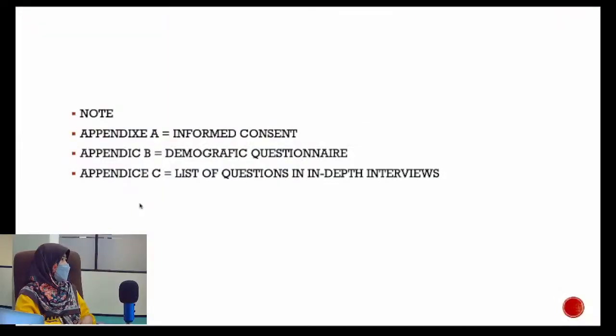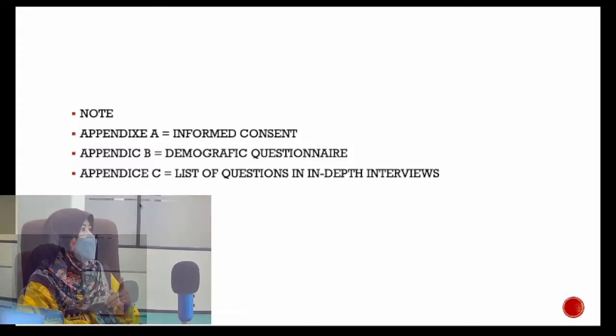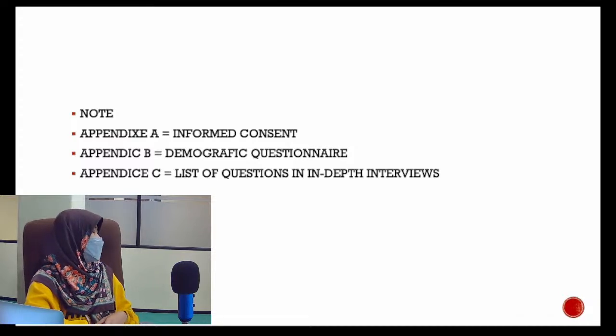Appendix A is the informed consent, so the potential respondents acknowledge what we aim for in the research. Then Appendix B is the demographic questionnaire. I think these are the formal things. Appendix C is the list of questions for in-depth interviews. So I prepare a list of questions first before going to the field research.